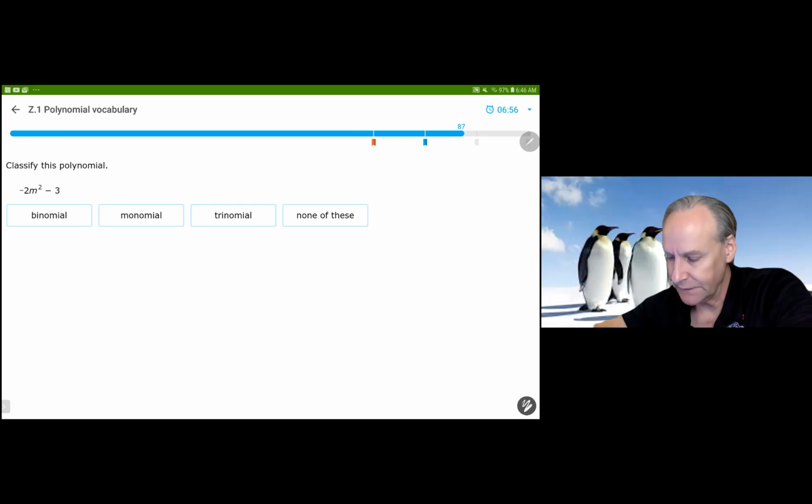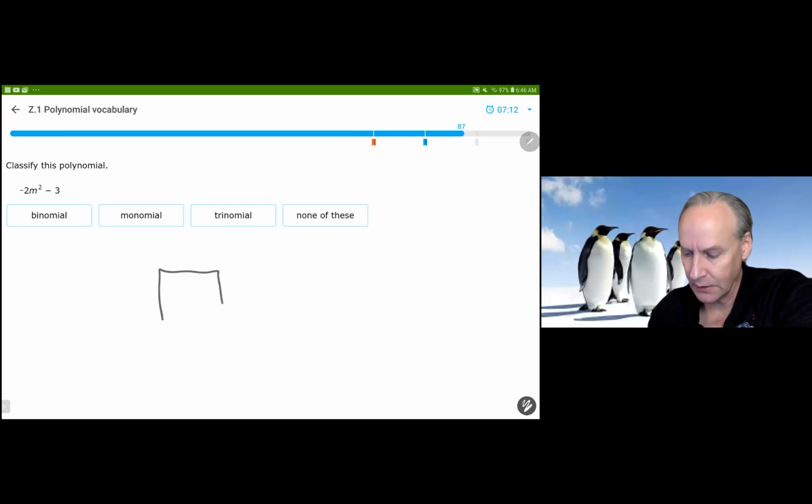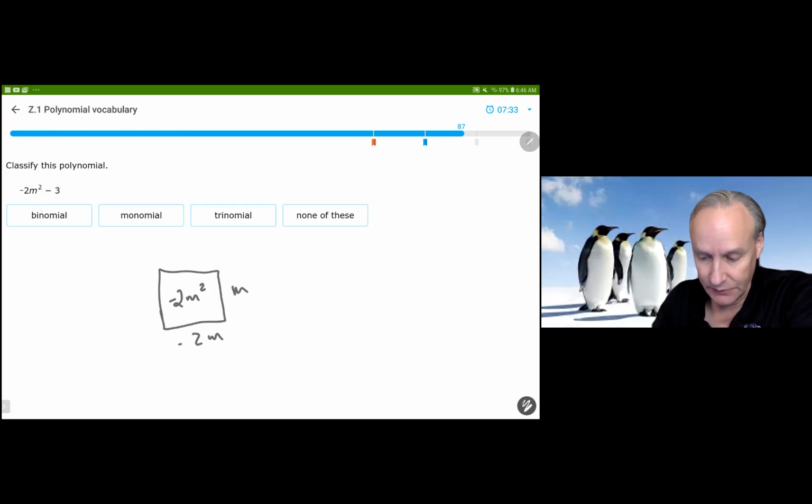Now this one is a binomial because it has 2 terms. It's also called a quadratic. Quad seems to indicate 4, but a quadratic just indicates that you have a 2nd degree polynomial. And one way to think of it is it's because it has a square, and that's a quadrilateral. So this negative 2m squared could be represented with a rectangle, negative 2m and m. Anyway, hopefully that makes sense to you. But this one happens to be a binomial because it has 2 terms, not because it's 2nd degree.